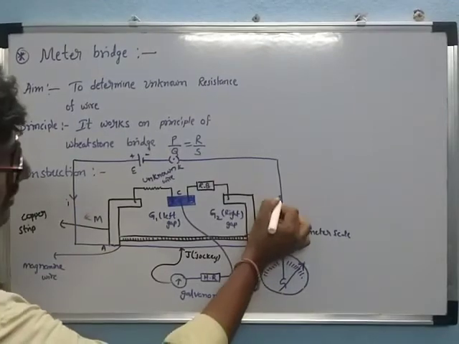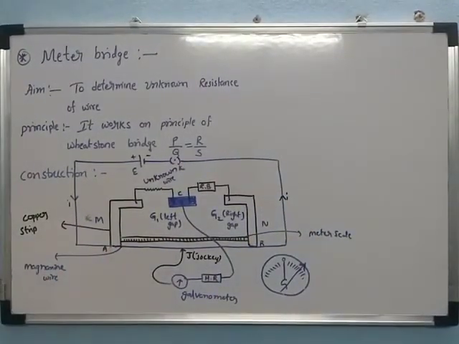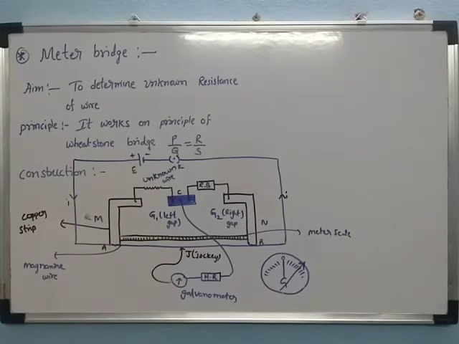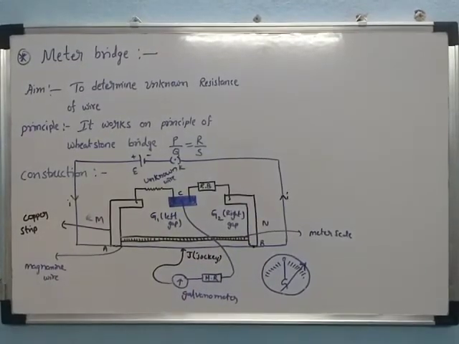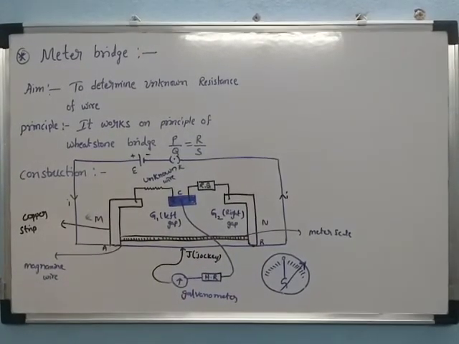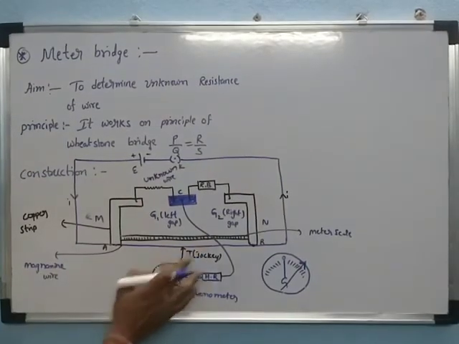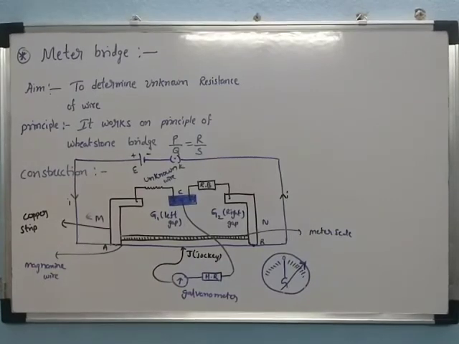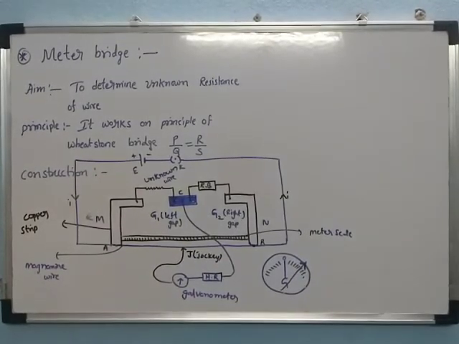Now, why are we using the manganin wire here? The manganin wire has high resistivity and a low temperature coefficient. That's why we use the manganin wire. When the current passes through it, there is no damage to the wire. Now we're discussing the procedure of this meter bridge.